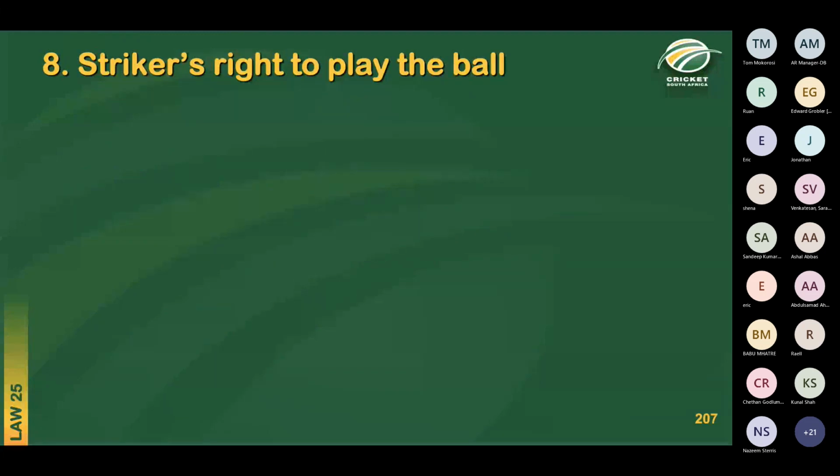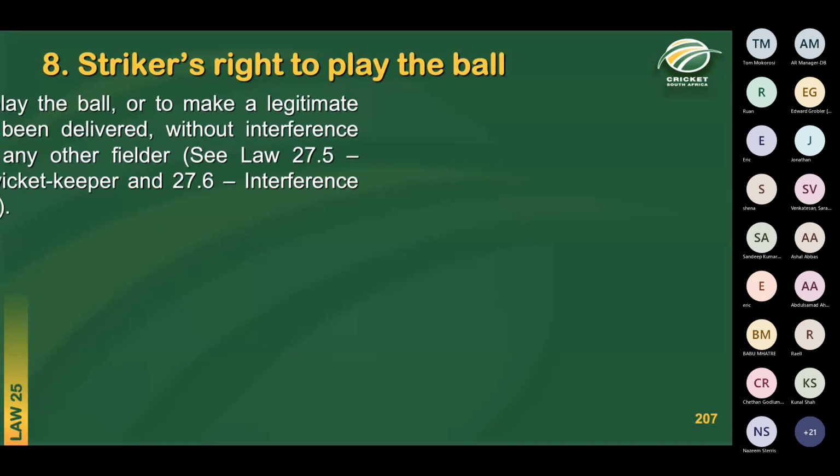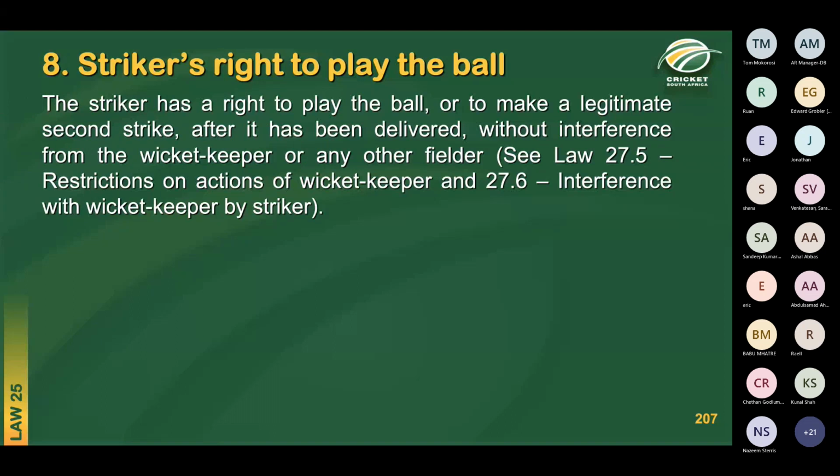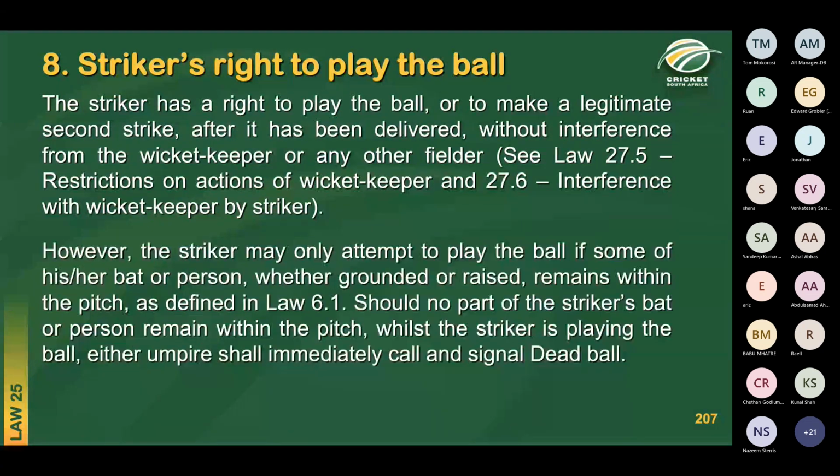A new law that has come into play since October 2022. The striker has a right to play the ball or to make a legitimate second strike after it has been delivered without interference from the wicketkeeper or any other fielder. We will look at the restrictions of the wicketkeeper a little bit later on this evening.